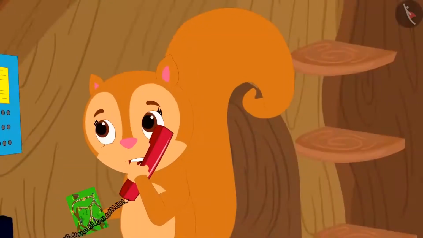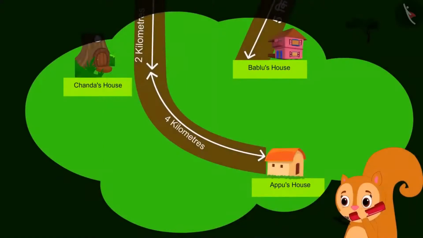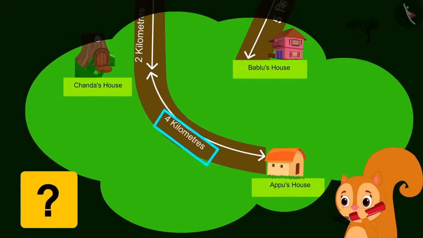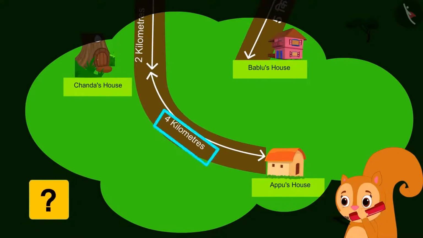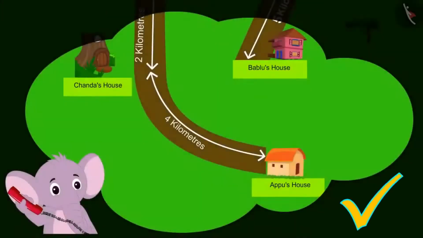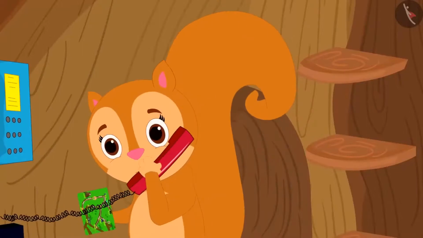Now Chanda said to Appu, Appu, I can see your house and mine on the map too. And 4 kilometers is written between your house and my house. So, is my house 4 kilometers away from your house? Yes, Chanda. You have read the map correctly. Very good. Chanda said to Appu.